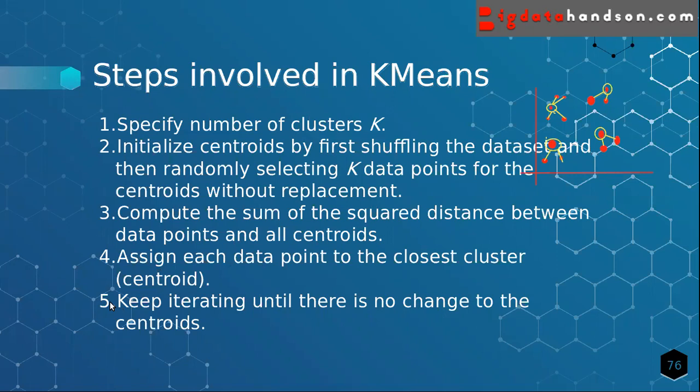So why are we saying k-means clustering is an iterative algorithm? Because of this step 5, keep iterating until there is no change to the centroids. We are randomly selecting the centroids, so k-means clustering will iteratively try with random centroids. Again it will select centroids randomly, and again it will compute this distance. Again it will assign the data points to the clusters, until there is no change to the centroids. That's what k-means clustering does. Okay.